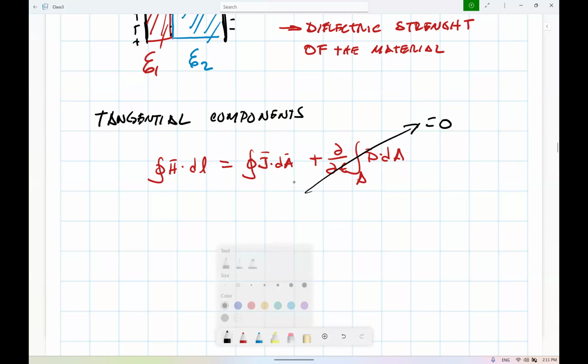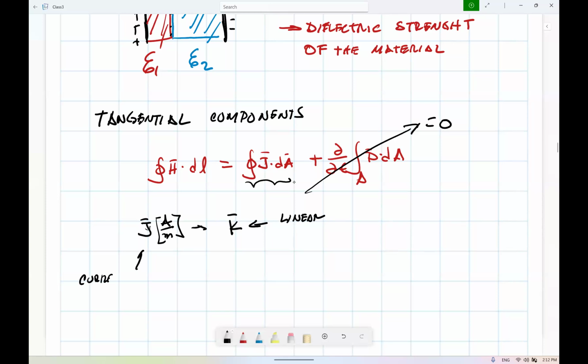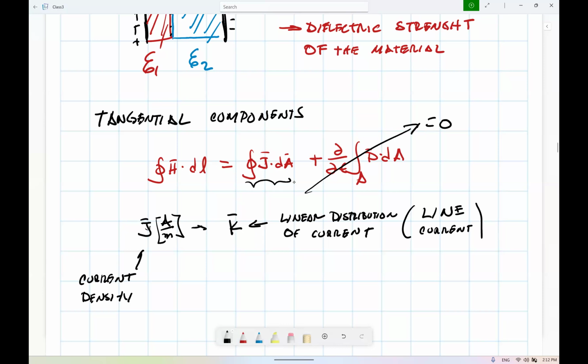Also, in the analytical thing, J is given in units of amperes per meter squared. But there is such a thing as K, which is the linear current density, and it is in amperes per meter. There is also the linear distribution of current. We can use it because we can see a conductor of a transmission line with respect to the distances as a line current. We can use this line current for analytical calculations, but for finite elements, it just doesn't exist.